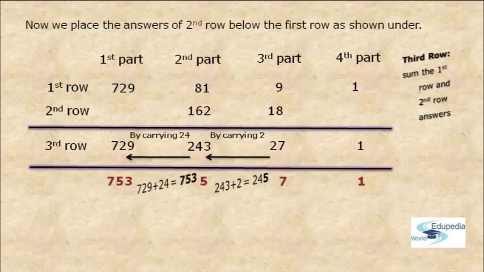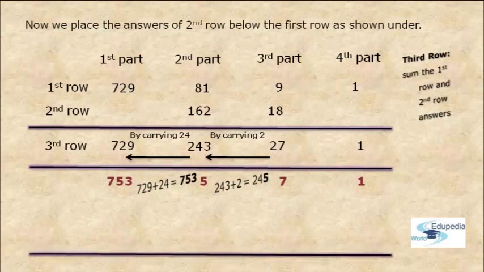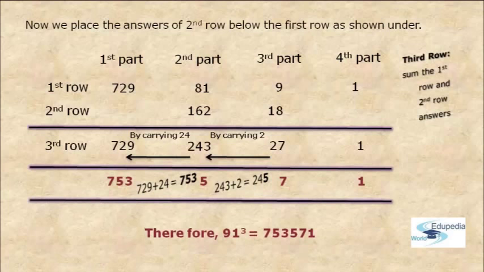Now by combining the answers of the parts that we have got, we will get the final answer, that is 91 cube is equal to 753,571. So guys, this is the way how we can use Anurupiana Sutra in finding the cube of a given 2-digit number. I hope that you have understood pretty well how to use this Sutra in finding the cube of a 2-digit number.